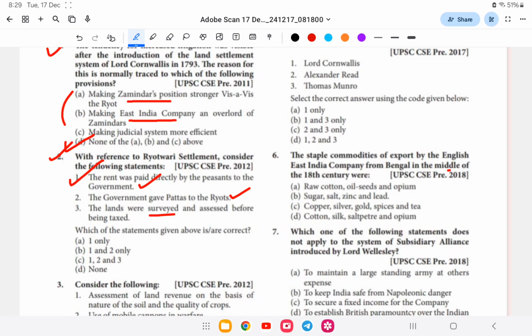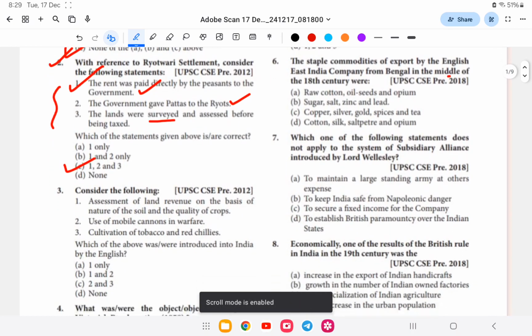This one is also correct because after the survey, if a piece of land is more fertile, it is taxed more, meaning the more fertile the land, the more you'll be taxed. So since 1, 2 and 3 are under the ryotwari system, the answer is option number C, that is 1, 2 and 3. I hope you understood this. Let us go to the next question.